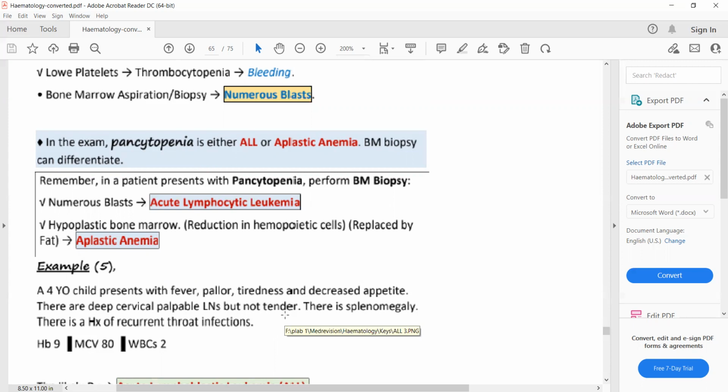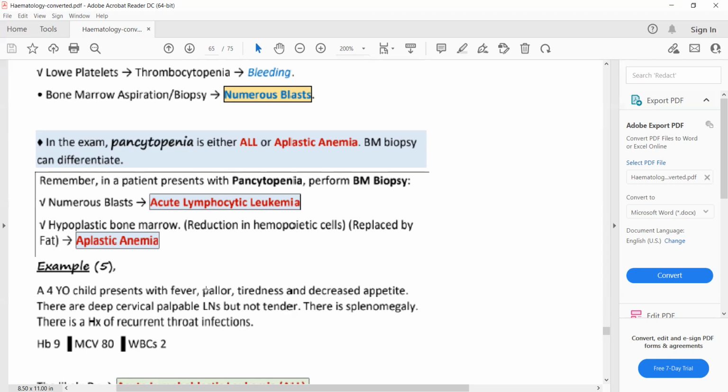But in infections, such as in viral infections or in TB, lymphadenopathy will be painful or tender lymphadenopathy. If lymphadenopathy is painful, then it's infection, and if it's painless, then it's either a leukemia or a lymphoma. There is splenomegaly. There is a history of recurrent throat infection.